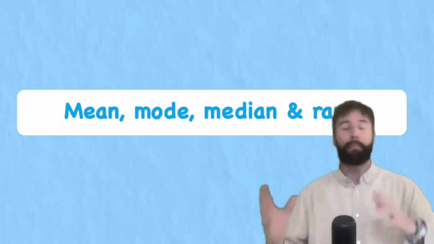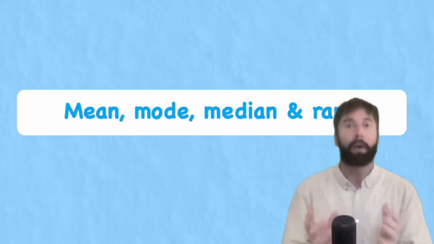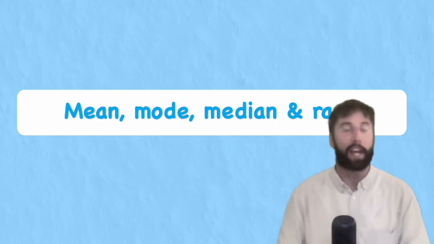Okay, so now we've learned how to find the mean of a set of numbers. Let's look at the full group, the mean, the mode, the median, and the range. Let's go.